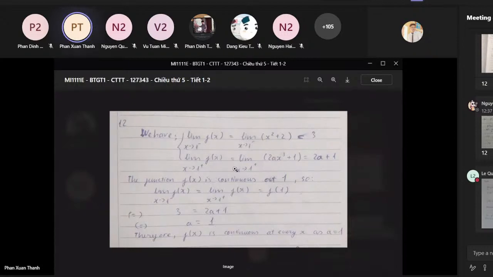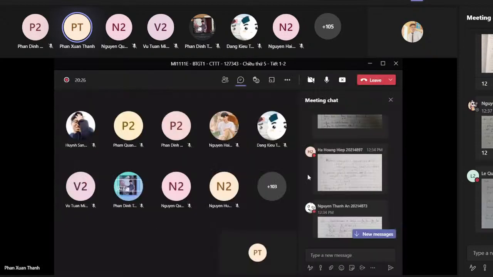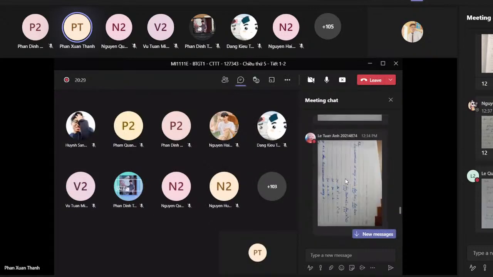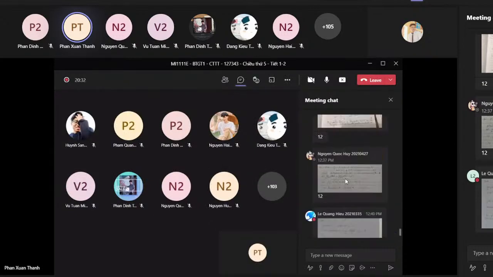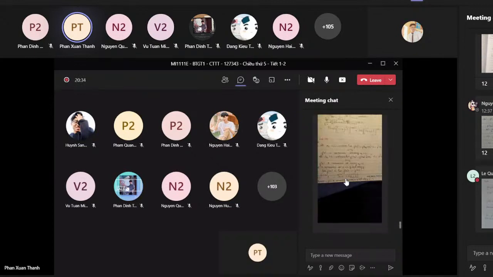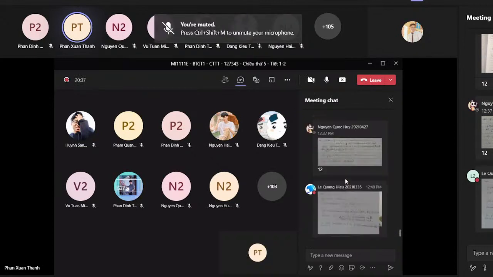When x is not number 1, we have the function is a polynomial. For example, when x is less than 1, f(x) equals x squared plus 2 is a polynomial, then it is continuous. And f is continuous at x equal 1 if and only if a equals 1. So the value of a now equals number 1. I think that's enough for this exercise because there remain a lot of solutions. So we have not enough time to check every solution.